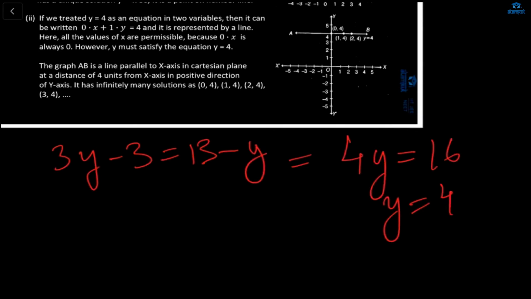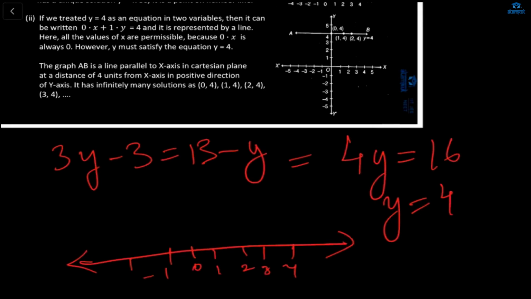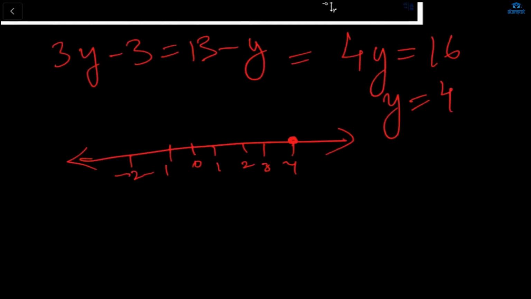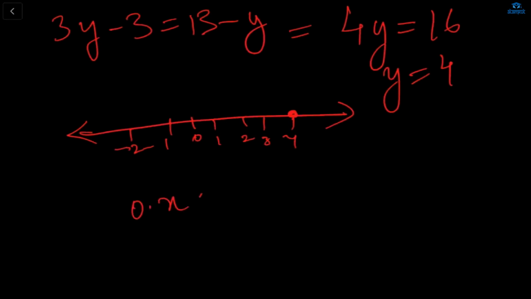If it is asked for a single variable, then it will be just a single point on the number line, 0, 1, 3, 4, minus 1, minus 2. So it will be just the point 4. Now, if you see it as an equation in two variables, it will be 0 comma x plus y is equal to 4. This will be your equation.